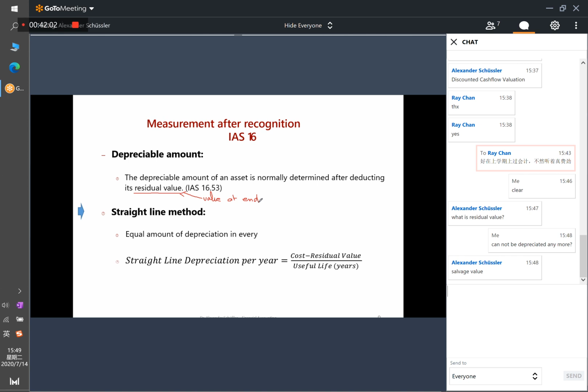So, the straight line method. We already talked about the straight line method. Straight line means equal amount, the same amount every year. So this is in every year or period.